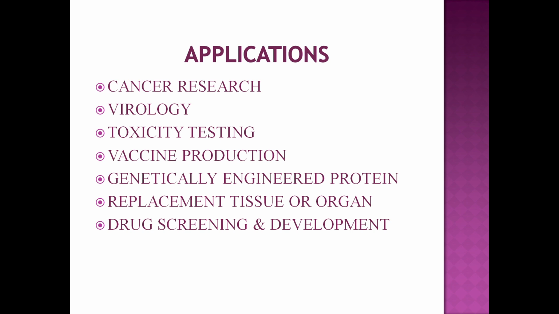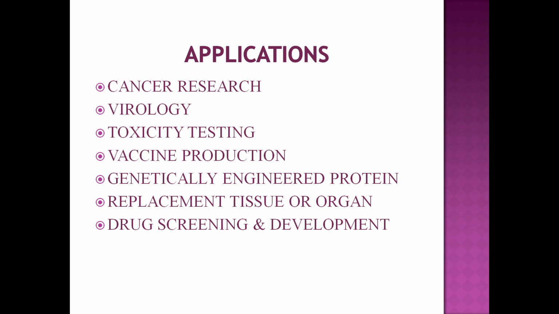Toxicity testing. Primary cell culture is used to study the effects of new drugs, cosmetics, and chemicals on cells. Primary cells are also used to determine the maximum permissible dosage of drugs. Next one is vaccine production. This is very important in primary cell culture. Cultured primary cells are used in replication of virus for production of vaccine. Vaccines for polio, rabies, chickenpox, and hepatitis B are produced using primary cell culture.